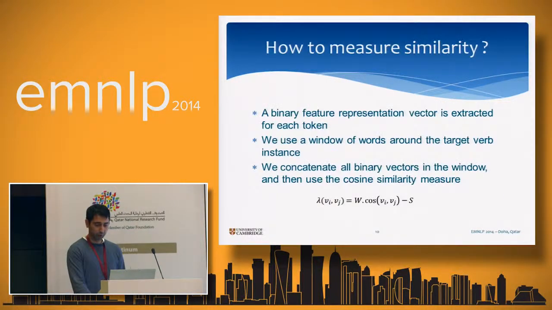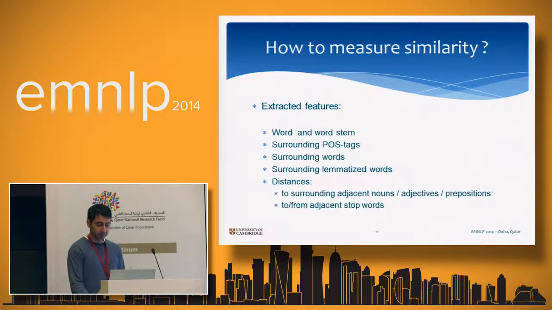Now the question is, how do we measure similarity? We use a binary feature representation that is extracted for each token in our input text. We look at a window of surrounding words, we concatenate all binary vectors in the window, and then we use a cosine similarity measure. In this equation here, it's weighted cosine similarity, but for the basic vanilla model, we don't use any weights. I'll explain later when we start using weighted similarity.